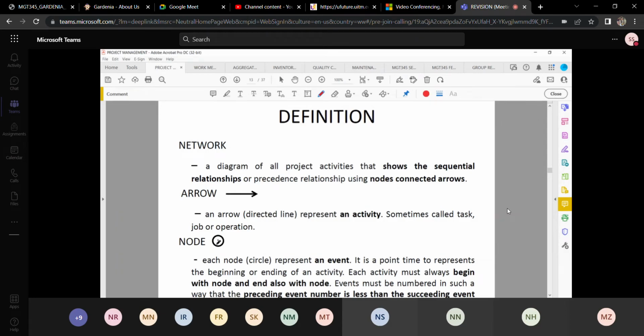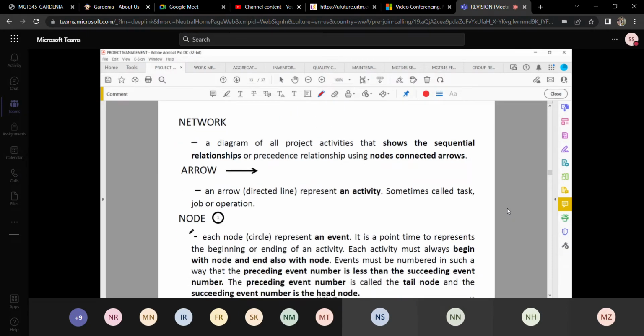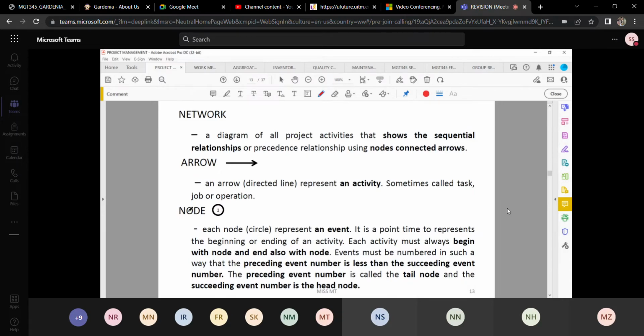okay, nodes or events, okay, nodes or the circle which represent the event, okay, which one is tail, which one is head. So basically, the preceding event is called the tail node and the succeeding event is called the head node. So you will see the tail first, then only you will see the head.